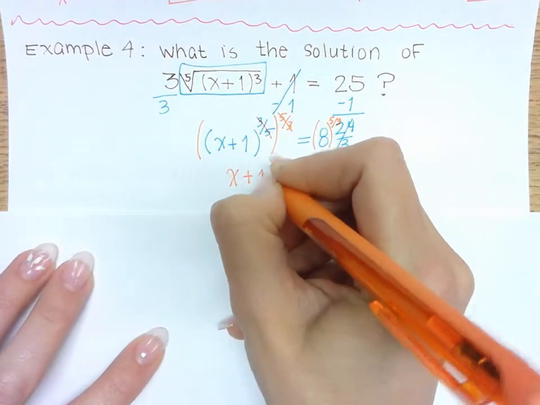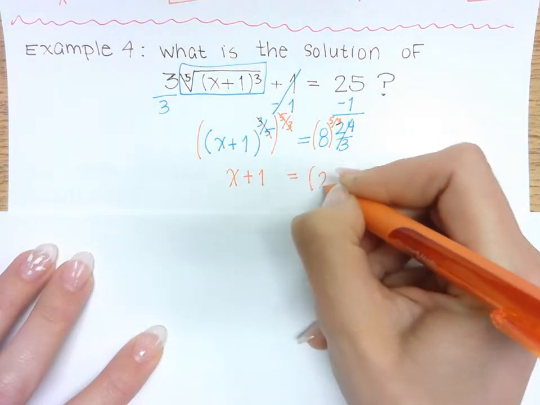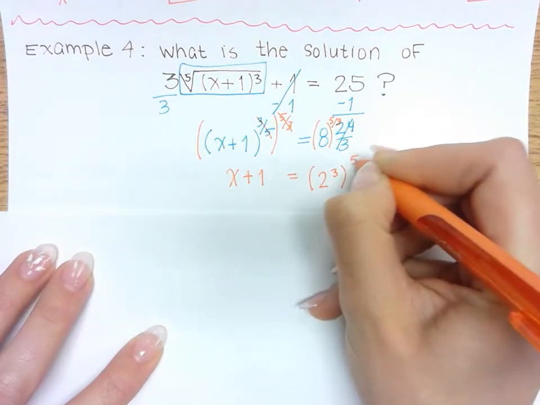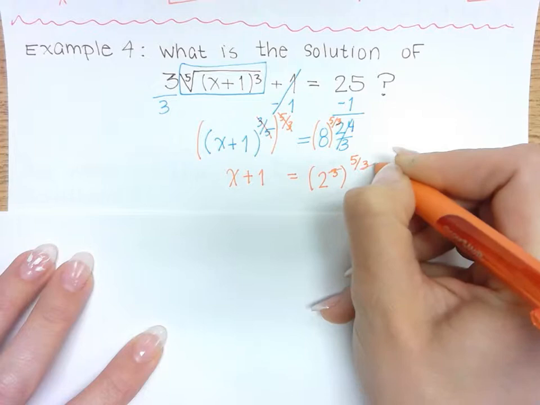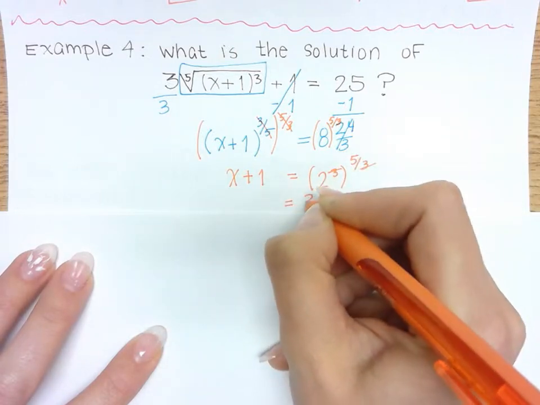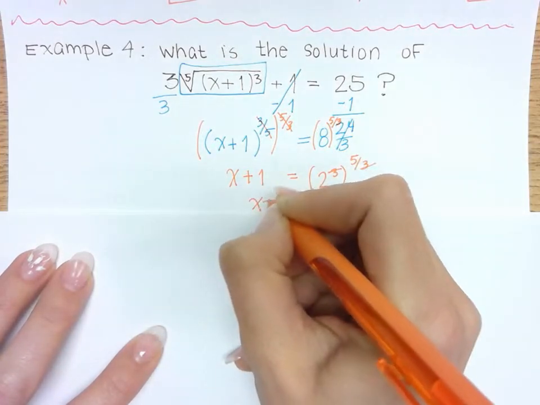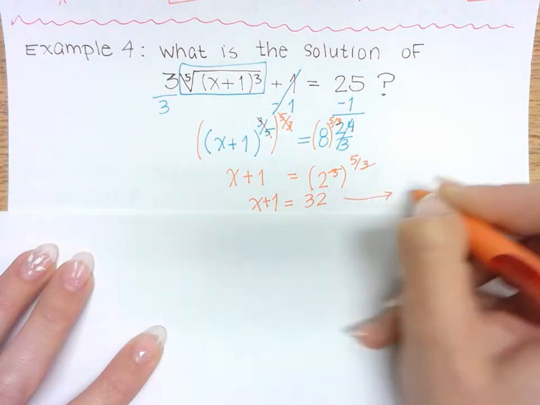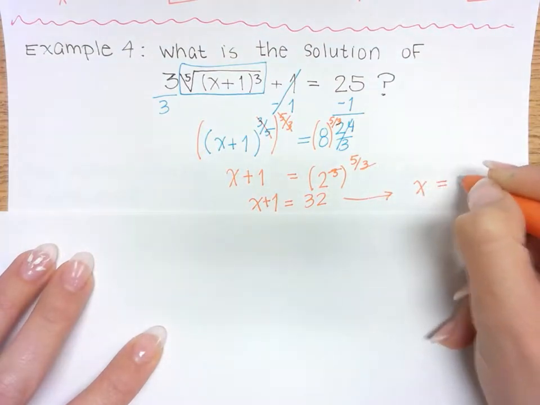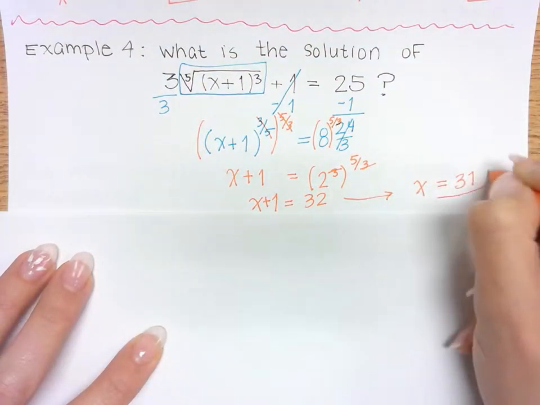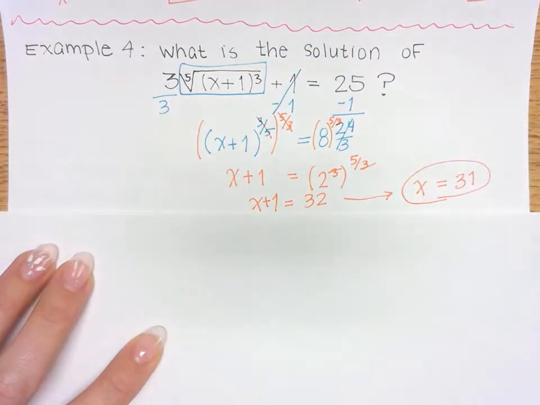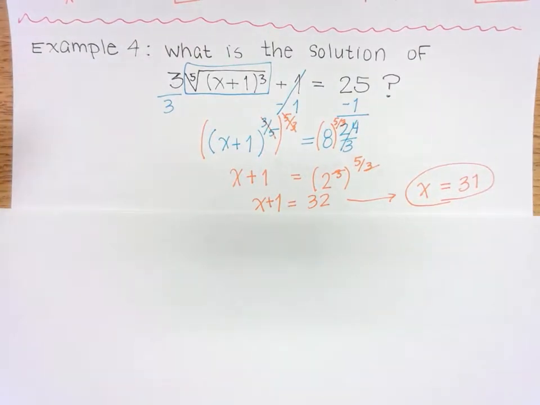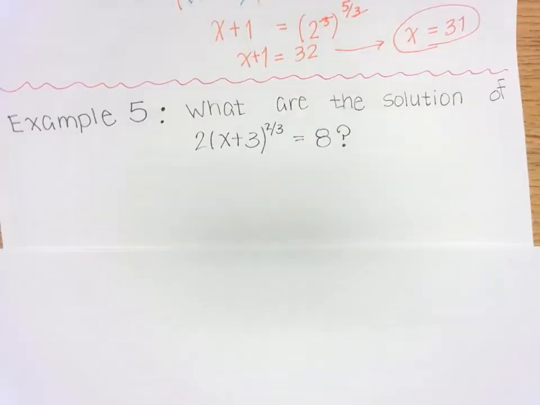x plus 1 equals, I'm going to do this opportunity, 8 is 2 to the 3rd to the 5/3. 3's cross out, 2 to the 5th, which is 32. And here's x plus 1. So, final answer, x equals 31. And we're done. That's the end of it. Next example.